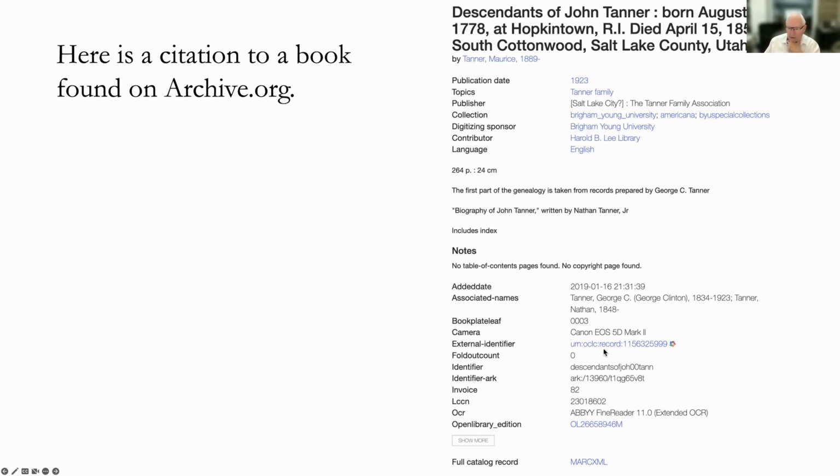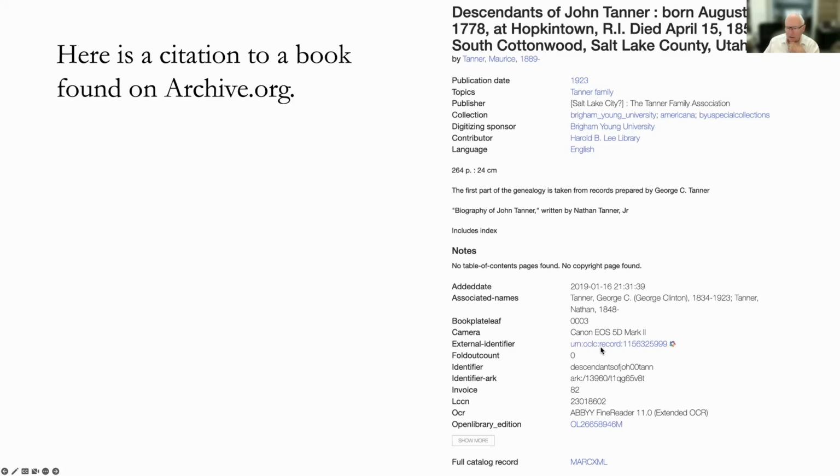It says camera that took the picture of the book. And you'll notice it's interesting, they use a Canon EOS 5D Mark II, which, by the way, is the same camera I have. It's basically a 20 megapixel camera. And most of the digitizing that's done today, everybody gets hyper about really having very high resolution, but that's perfectly adequate. The external identifier is the OCLC record number.